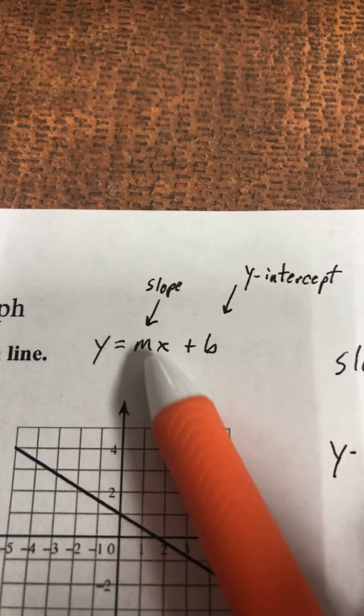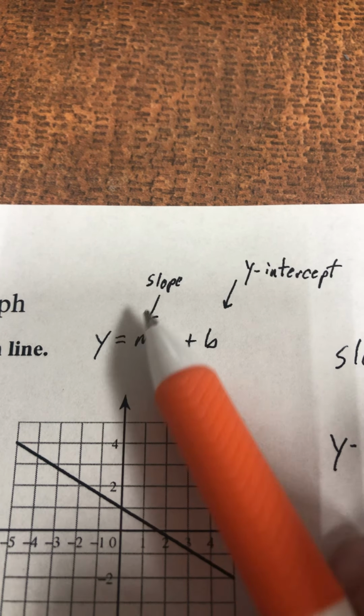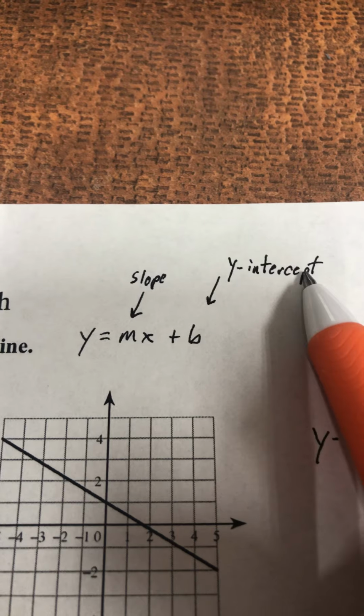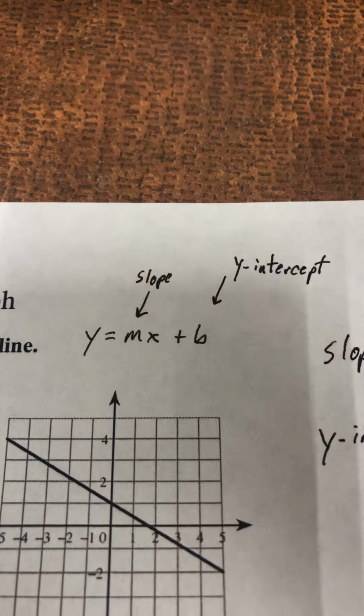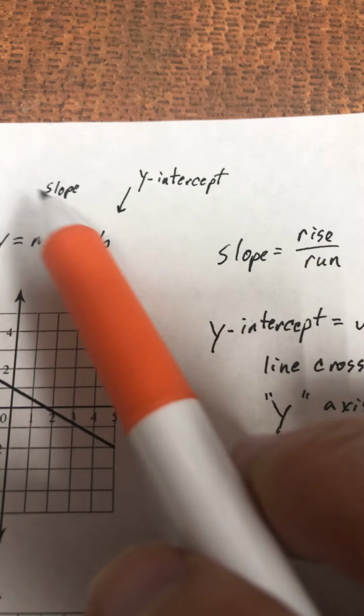So remember, slope-intercept form looks like this: y equals mx plus b, where m is the slope of the line and where b is the y-intercept. Why do they use those letters? I don't know. They always have. That's just the way it is, something we have to remember. Okay, so what is slope?